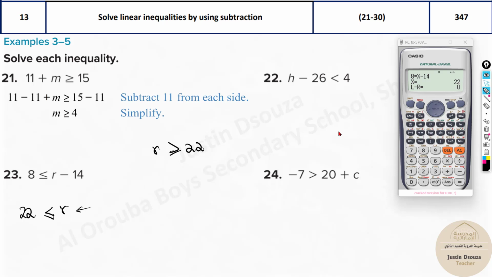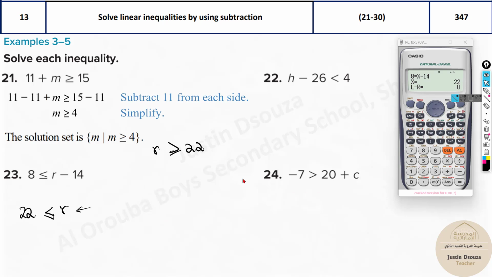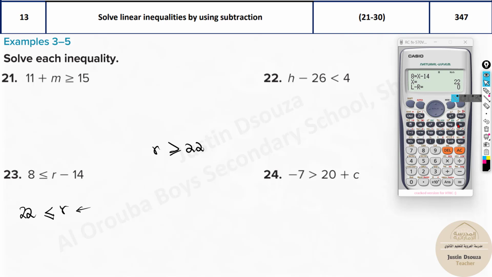Now, if you look at the solutions, you can see over here, r is greater than or equal to 22. This is the solution. So now this is how you need to understand to change the form if you're doing it in the calculator. Otherwise, let me just show you how simple it is to solve them. You do not even need to use the calculator, because they are just one-step equations, isn't it?